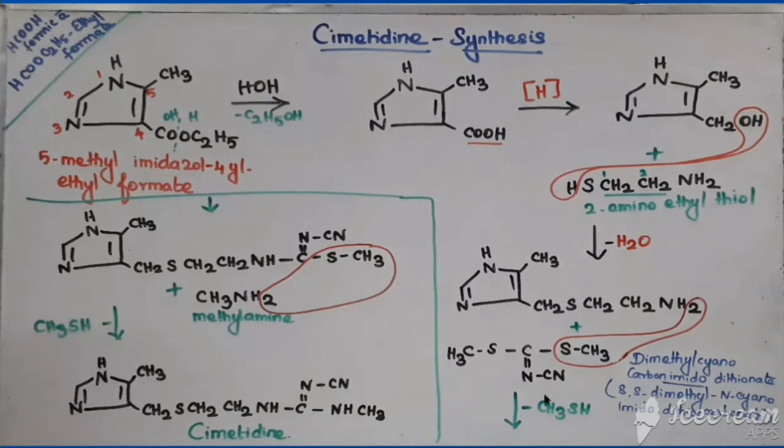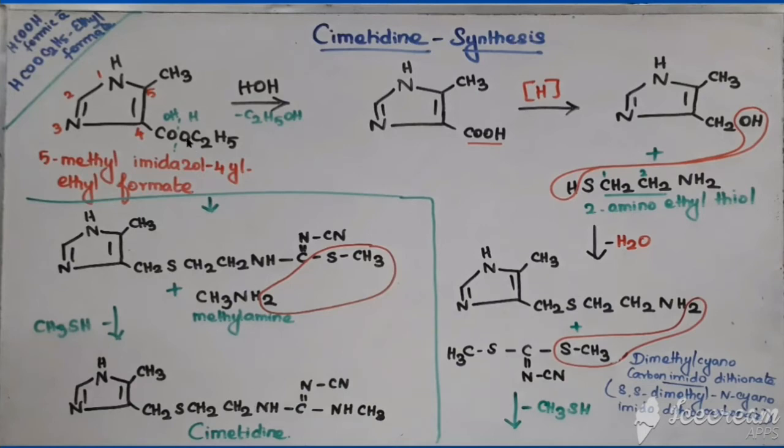Okay, so by the addition of these two, what happens? Here that H combines with SCH3 and that is removed as CH3SH. That's why with the NH we have to add this carbon. So with the NH, what would be added? That is added with this carbon, and with the carbon, at one end we have a double bond NCN, and at the other end we have SCH3. So we got this one. Now with that we are adding methylamine. By the addition of methylamine what happens? SCH3 combines with H and that is removed as CH3SH. So with this carbon we have to add NHCH3. So we got cimetidine.